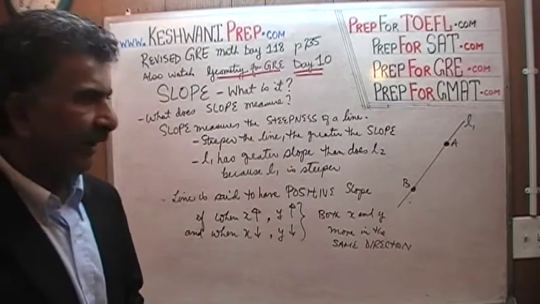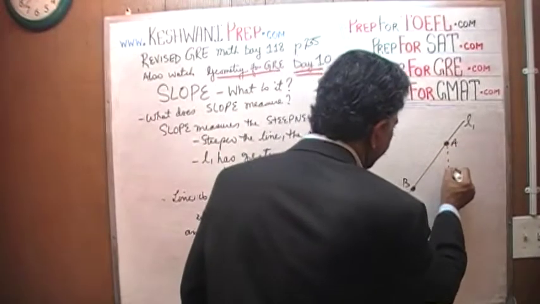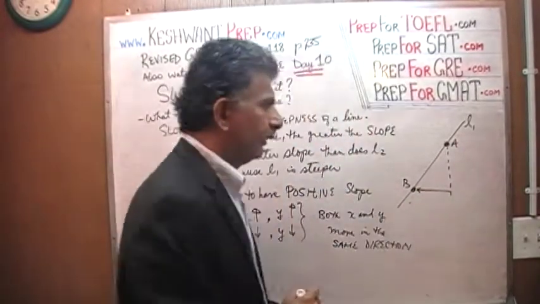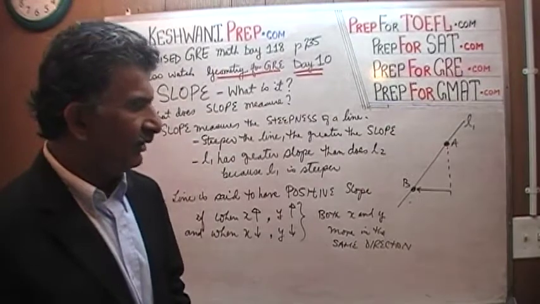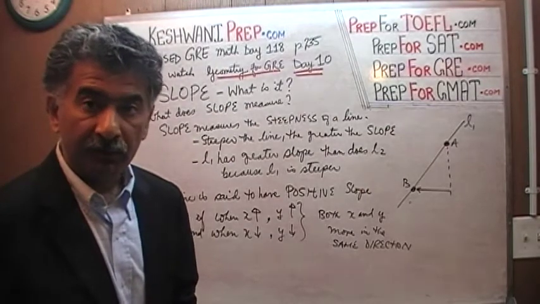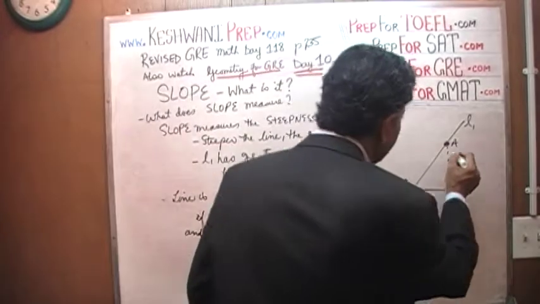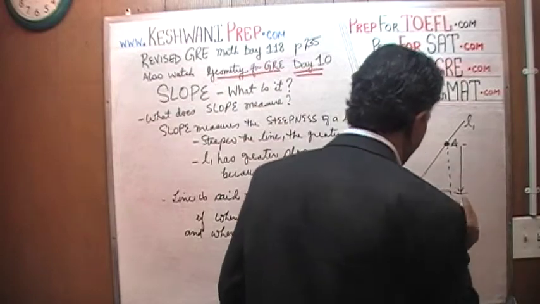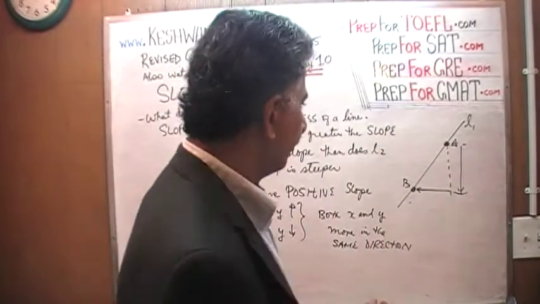What happens to the value of x? The value of x goes down. The x coordinate goes down. As you can see clearly, the x coordinate is going to go down. Because the x coordinate is going down, you can clearly see that the y coordinate also goes down.